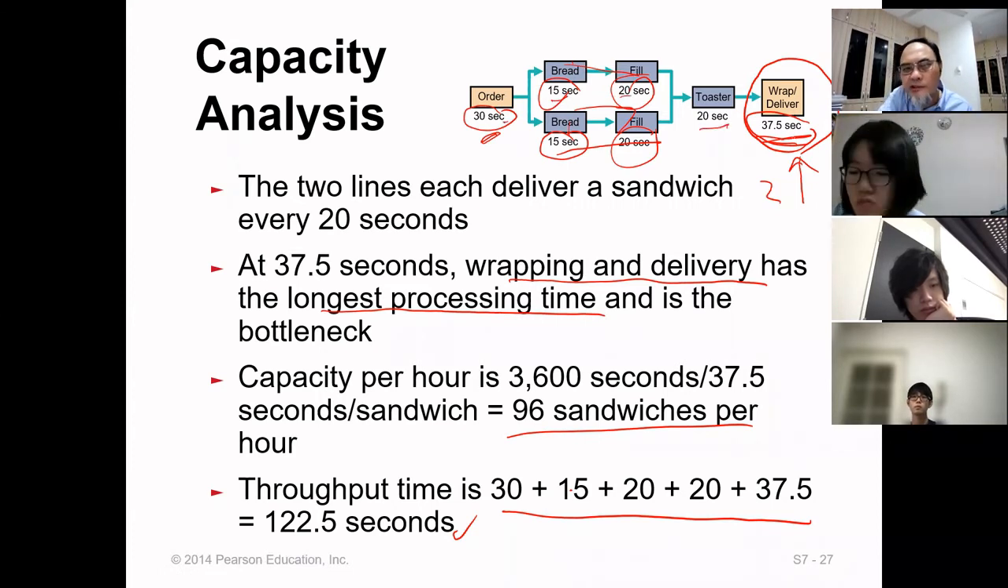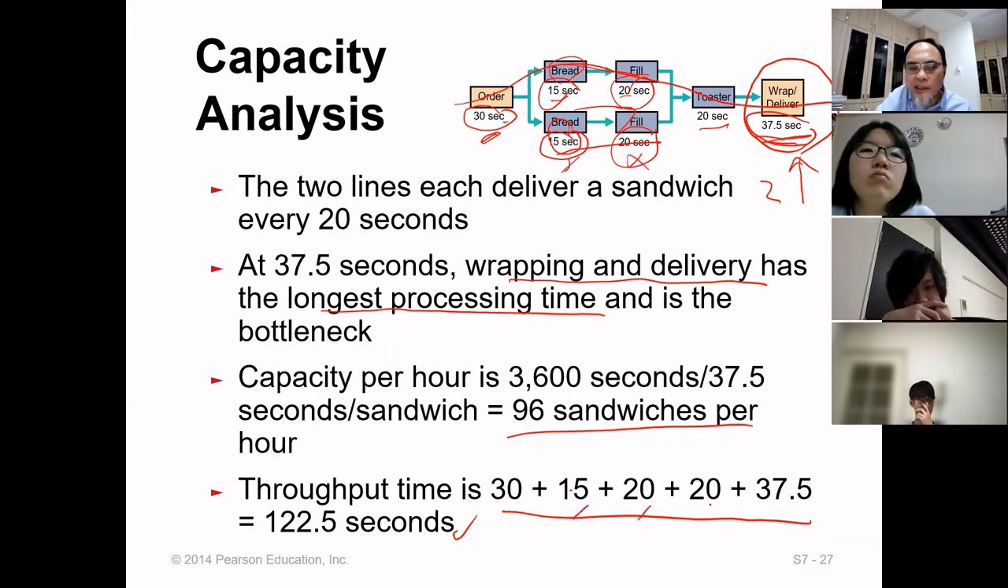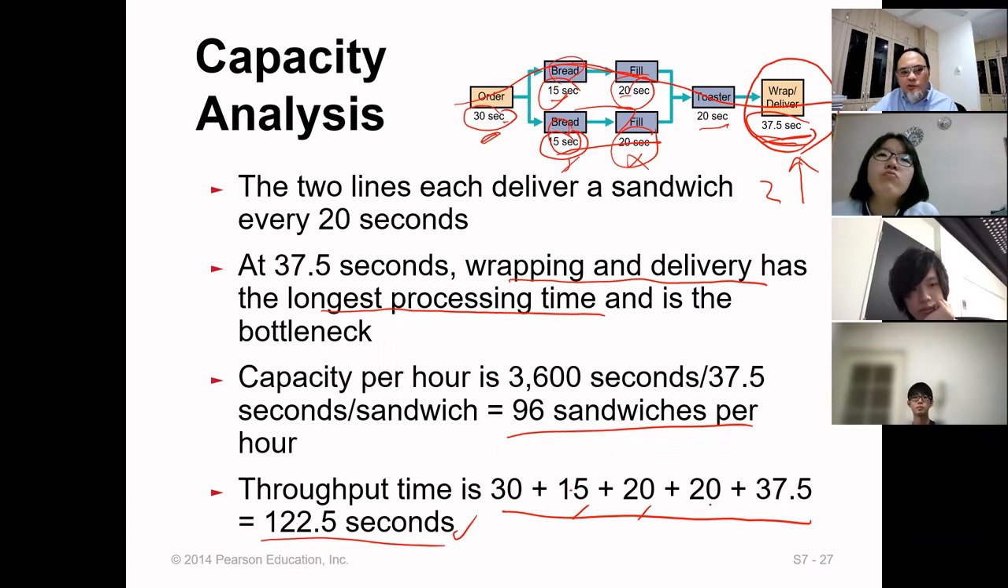So the throughput is just this flow. Because this is the same time with two workers, the first worker does this and the second worker does the same, so there is no need to add. That's why it's only plus 15, and the throughput is 132.5 seconds. Okay, so it takes 132 seconds, or 2 minutes, to complete the sandwich.